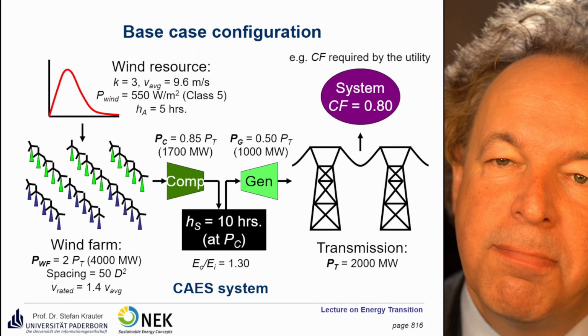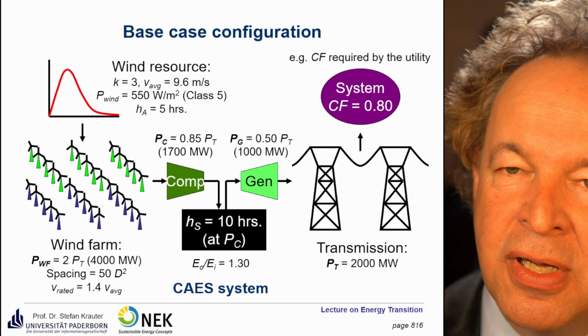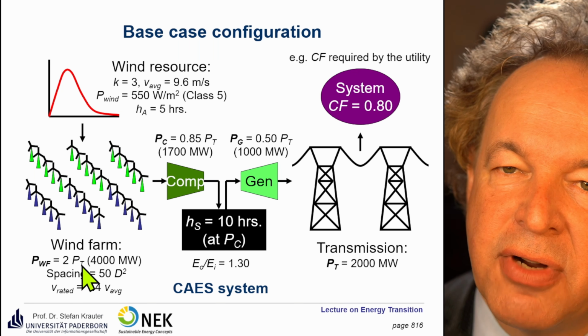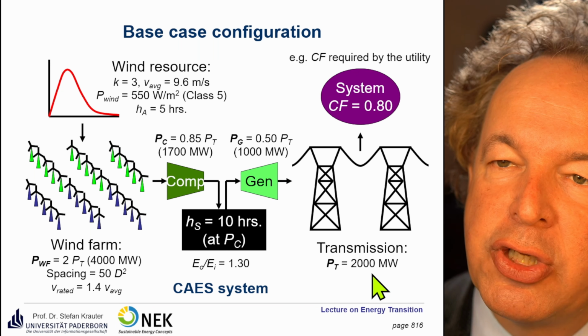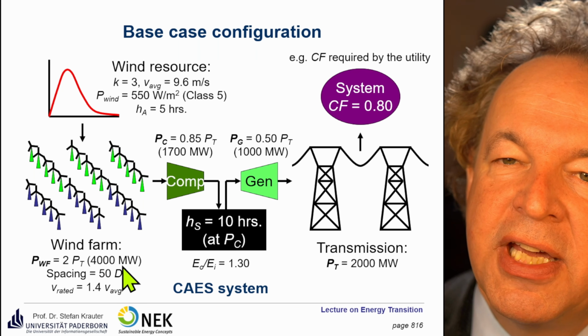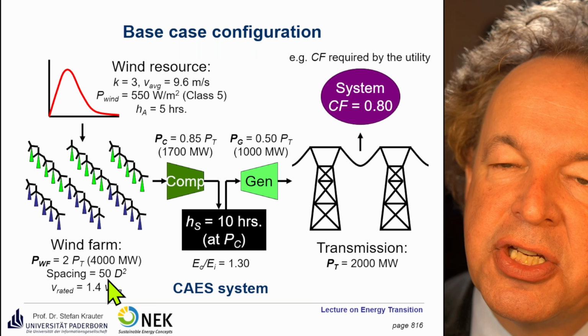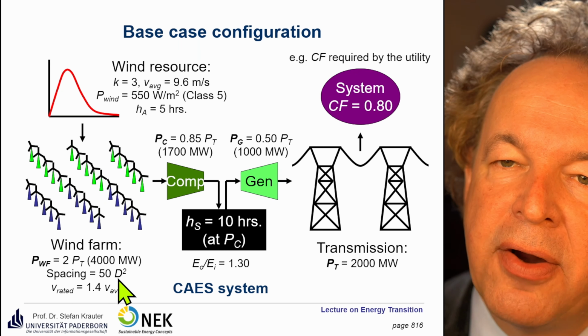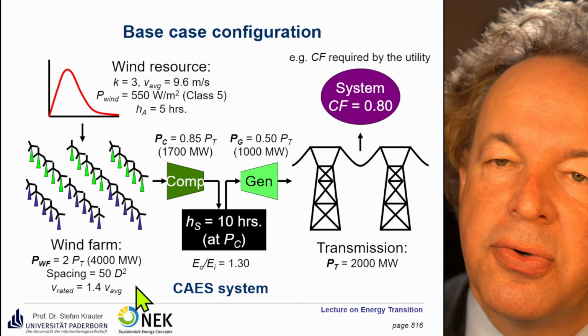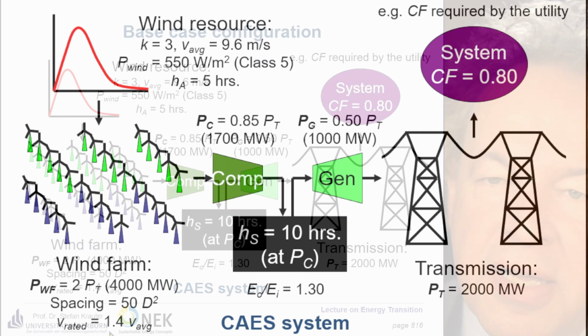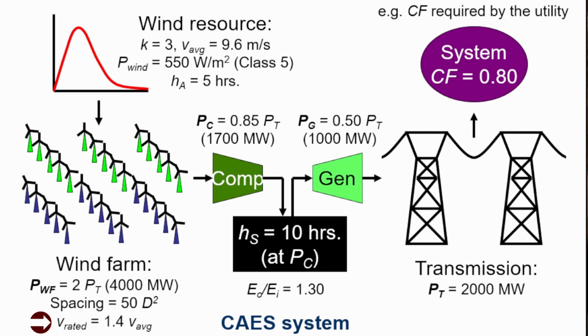We have the wind power farm. First, we start with an initial value of 2 times the transmission line power. The transmission line power here is 2000 megawatt or 2 gigawatt, so we have 4 gigawatt here. Spacing we start with is 50 D in square, so 50 times the diameter in square. The rated wind speed is 1.4 times the average wind speed. The sizing here: the compressor starts with 1.7 gigawatts.